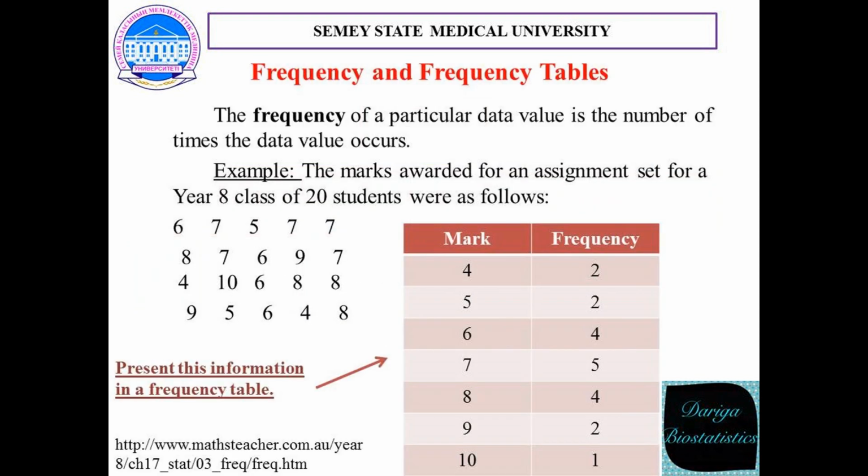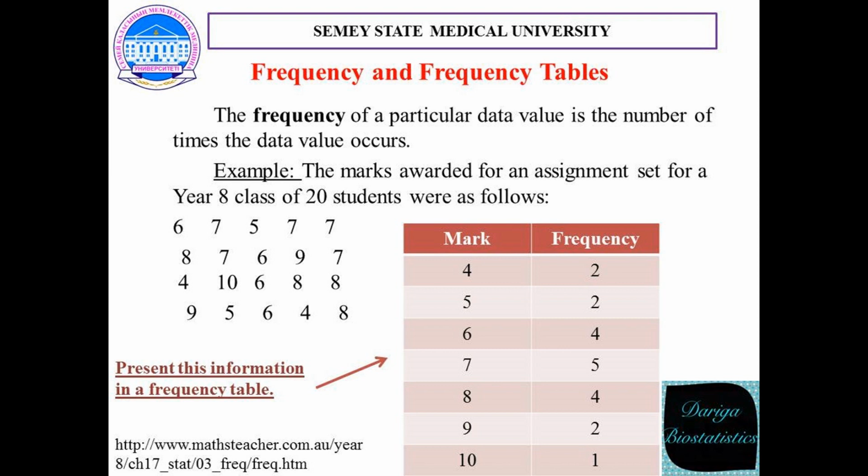The frequency of a particular data value is the number of times the data value occurs. For example, if 4 students have a score of 80 in mathematics, then the score of 80 is said to have a frequency of 4. The frequency of a data value is often represented by f. For example, the marks awarded for an assignment set for a Year 8 class of 20 students were as follows. Let's present this information in a frequency table.